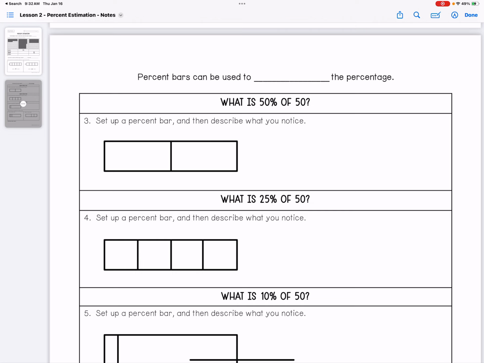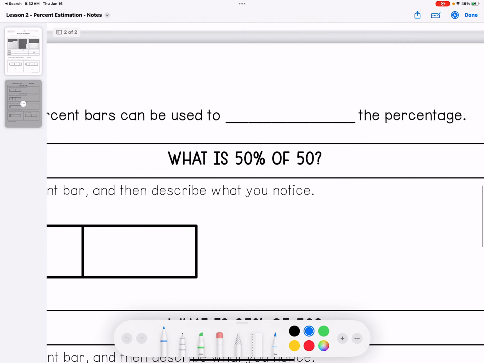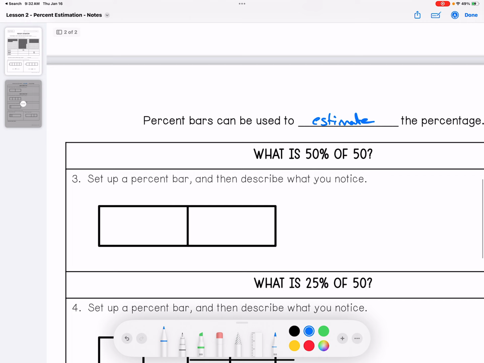All right, backside. Percent bars. Percent bars can be used to estimate the percentage. So let's do it. Let's set up a percent bar.